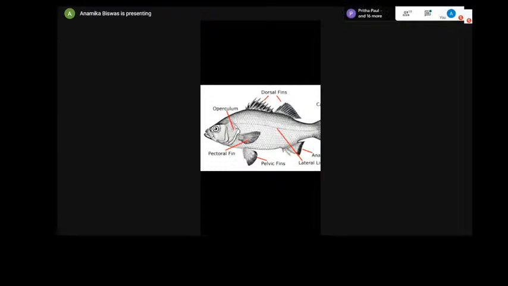These are ammonotelic animals. That means they secrete ammonia as their excretory material. Sexes are separate. Fertilization is external. Examples are Labeo rohita, Catla.